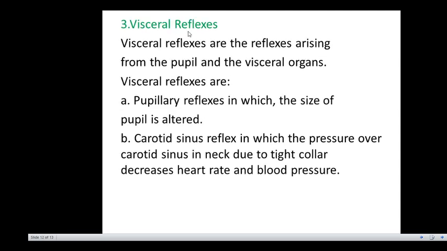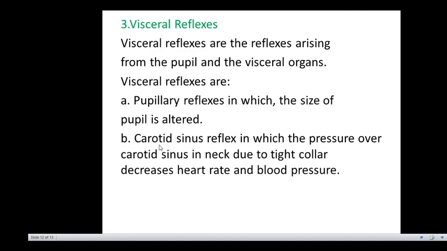Number three, visceral reflexes. Visceral reflexes are the reflexes arising from the pupil and the visceral organs. I repeat, visceral reflexes are the reflexes arising from the pupil and the visceral organs. Visceral reflexes are pupillary reflexes in which the size of the pupil is altered. For example, there is constriction of the pupil.